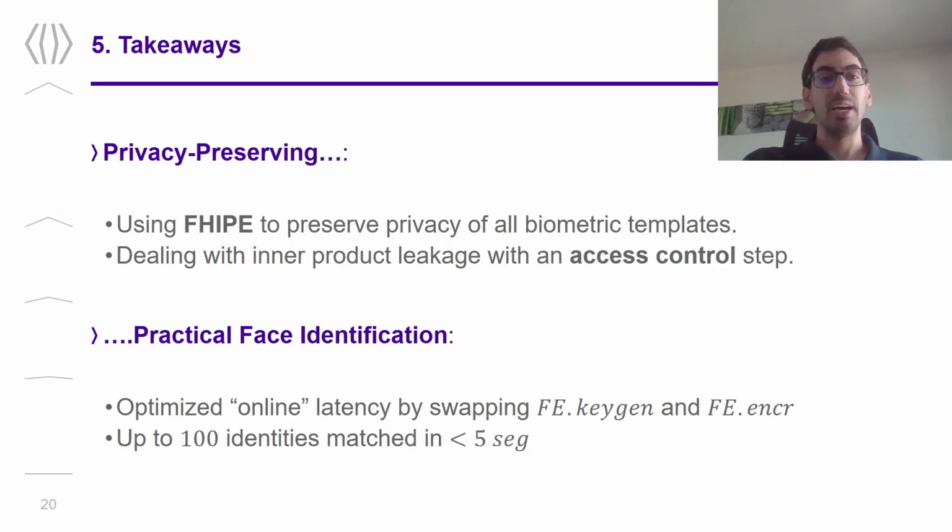All in all, and just to conclude, we're going to have two main takeaways. We're offering a privacy-preserving system that is based on the use of FHIP to preserve the privacy of all biometric templates, and we're dealing with the extra practical leakage of the inner product leakage with the addition of an access control step. And we're talking about a practical face identification scenario where we optimize the latency by swapping the key generation and the encryption, and we reach up to 100 identities matched in less than 5 seconds.